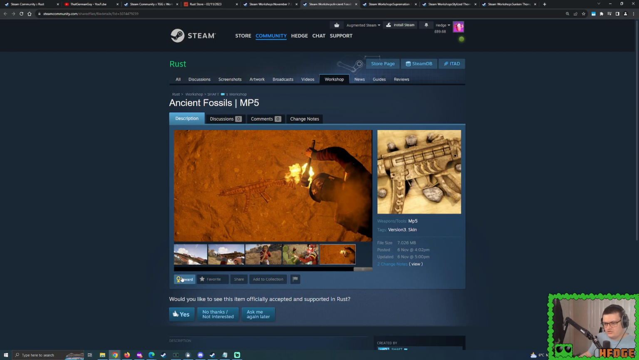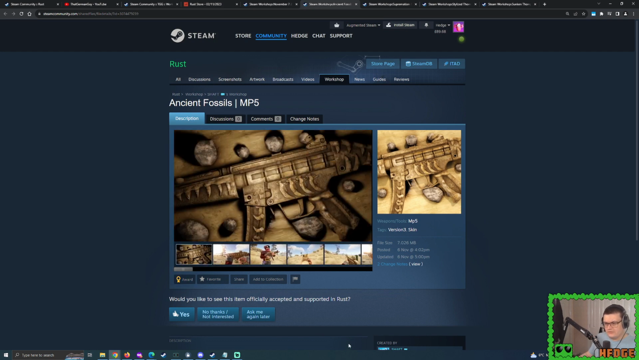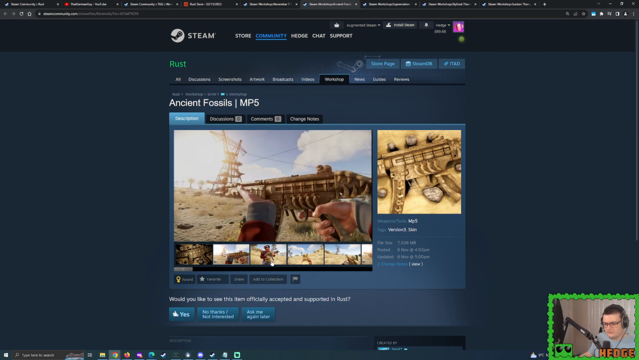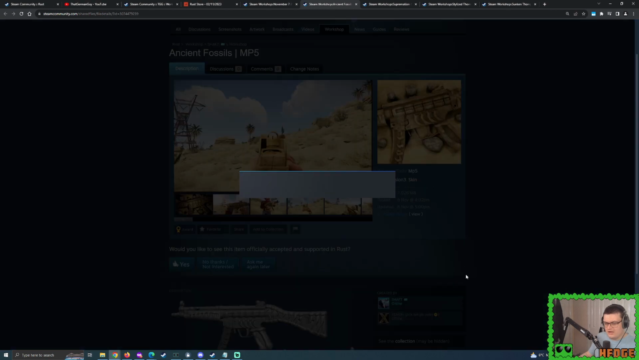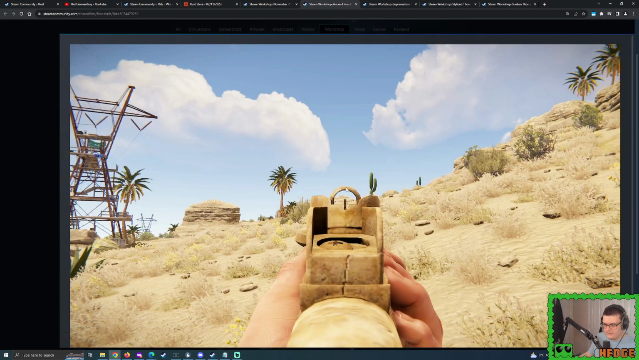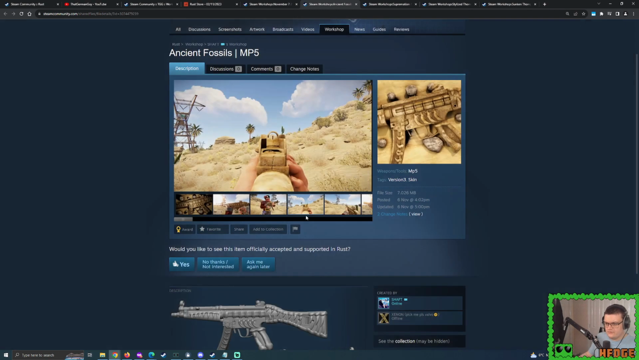Now we have the Ancient Fossils MP5. Get a good look at that. You get all the skeletal pieces, ribs, bones. Pretty cool. Shaft and Xenon are the ones behind this. And down the sight, what do we see? A perfectly dark brown aim sight right there.